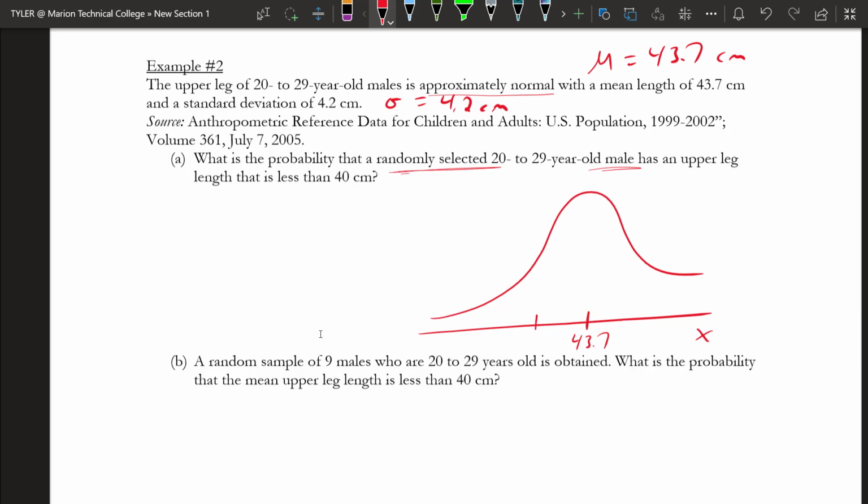I'm trying to find the probability of randomly selecting one male that has an upper leg less than 40 centimeters. So somewhere over here to the left is going to be 40. I'm finding the probability less than, so we're looking for this area. I want to know the probability that x is less than or equal to 40, where I have a mean of 43.7 and a standard deviation of 4.2.